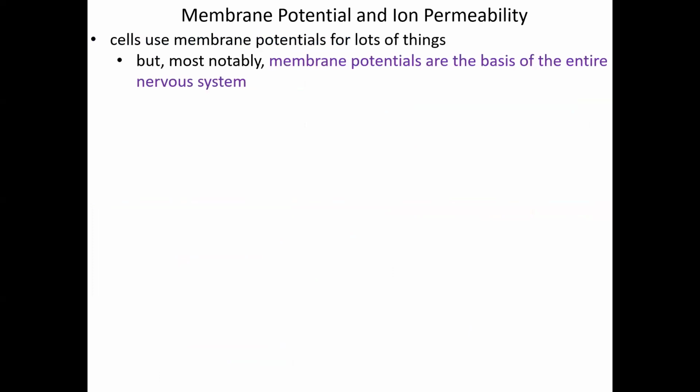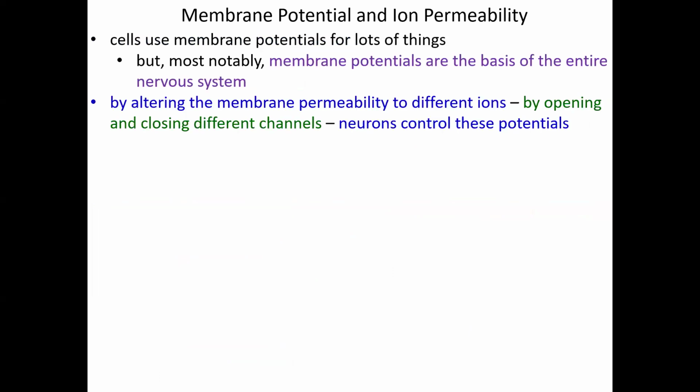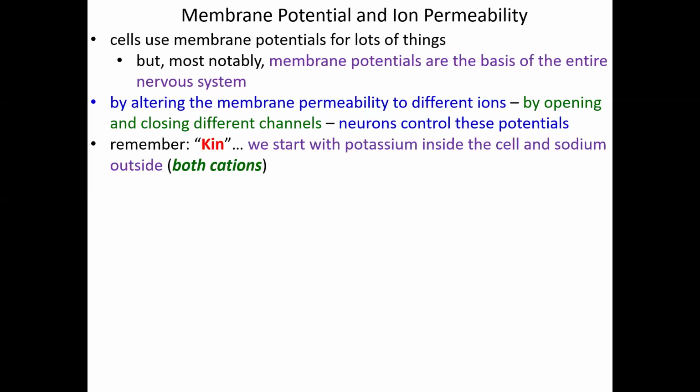Cells use these membrane potentials for lots of things, but most notably, the entire functioning of our nervous system depends on electricity. It depends on ion channels opening and closing, ions moving. It depends on volts becoming current. And by altering the membrane permeability to different ions, by opening and closing different channels for different ions, neurons finely tune and control these membrane potentials and use those membrane potentials to conduct information, to send signals.